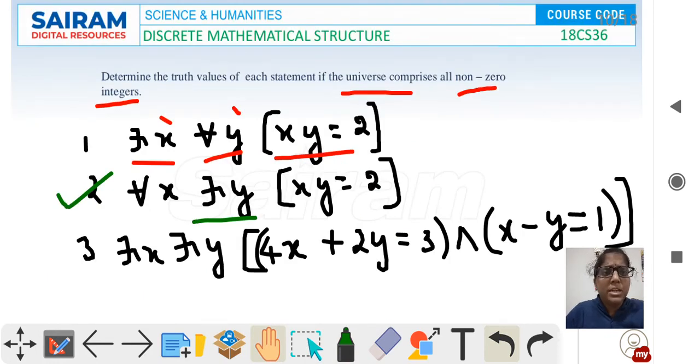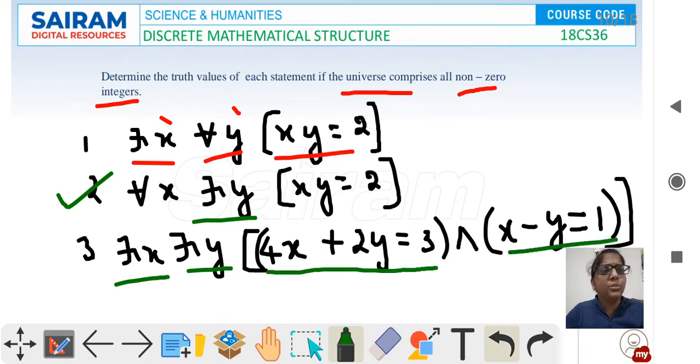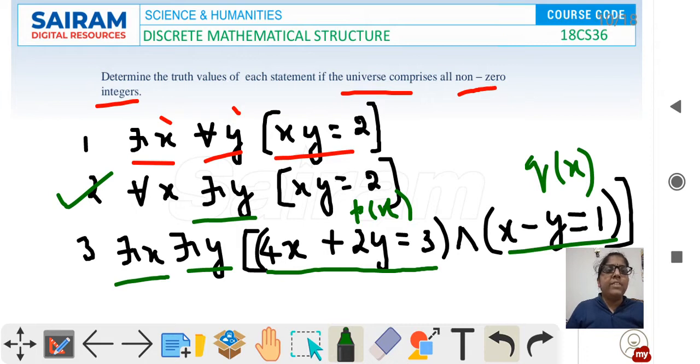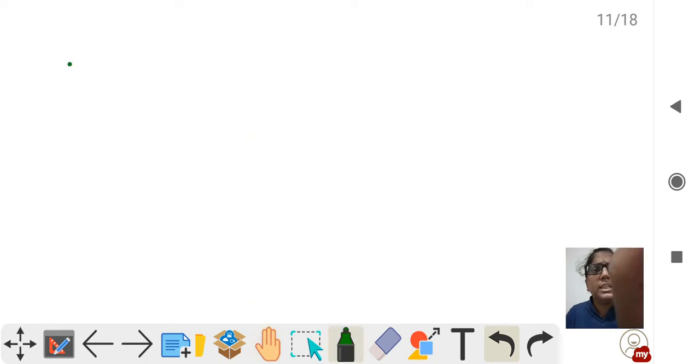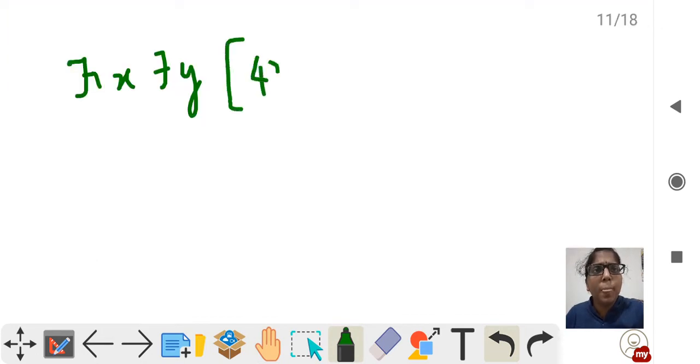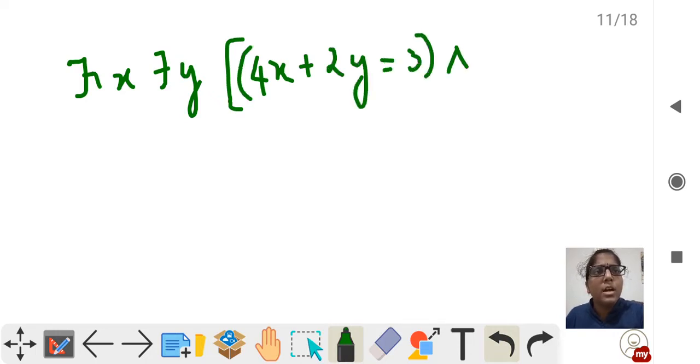So the third statement given here is: there exists x, there exists y, 4x plus 2y is equal to 3, and x minus y is equal to 1. So instead of giving p of x, q of x, they have given the open statement directly. They haven't given the representation. So here, what is the statement? There exists x, there exists y, 4x plus 2y is equal to 3, and we have x minus y is equal to 1.